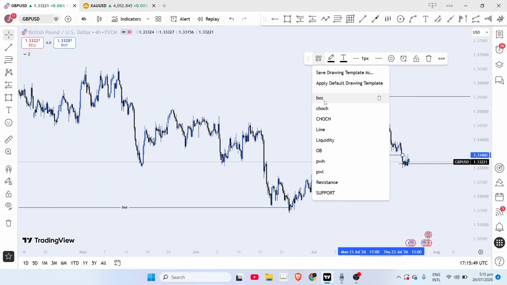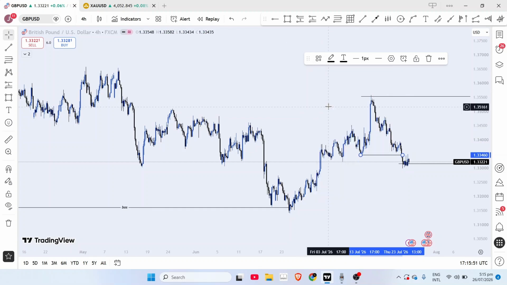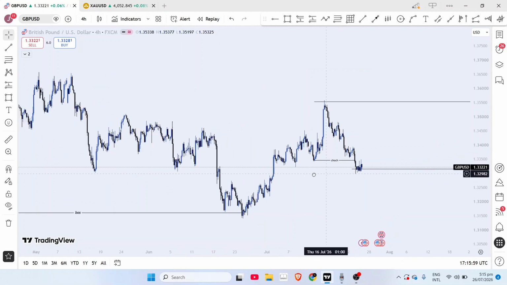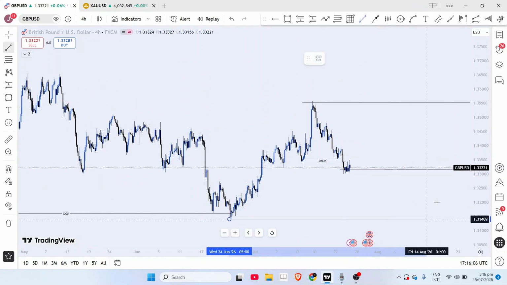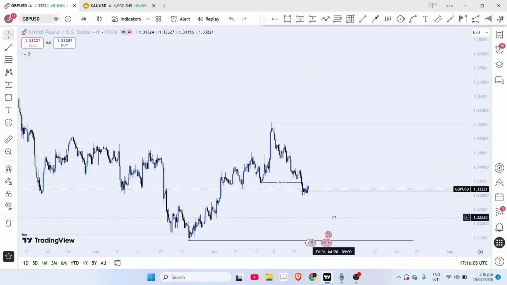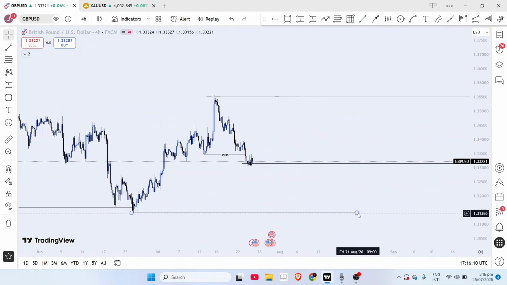So this is a change of character, because we were in higher highs, higher lows, and broke this high. So when we reacted from here, we have this change of character. So now that we have this change of character, we are targeting this low right here overall.